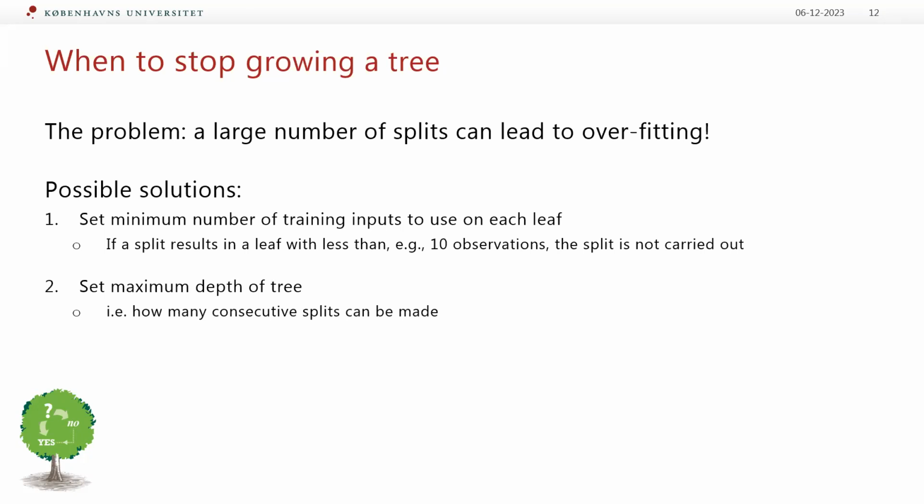The second option is to set a maximum depth of your tree. In other words, limit how many consecutive splits can be included in any part of your decision tree.